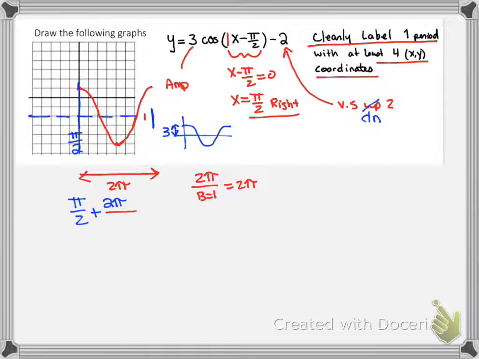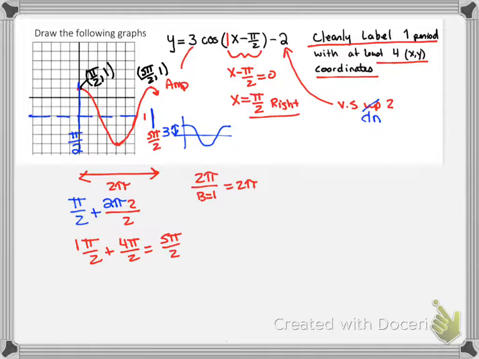finding a common denominator, I'll need 2 on top, 2 in the numerator, 2 in the denominator. Well, this is pi over 2 plus 4 pi over 2 for a total of 5 pi over 2. So that means I'm fully done with one full period at 5 pi over 2. So now as we think about labeling our points, here's pi over 2 comma 1. And here is 5 pi over 2 comma 1.